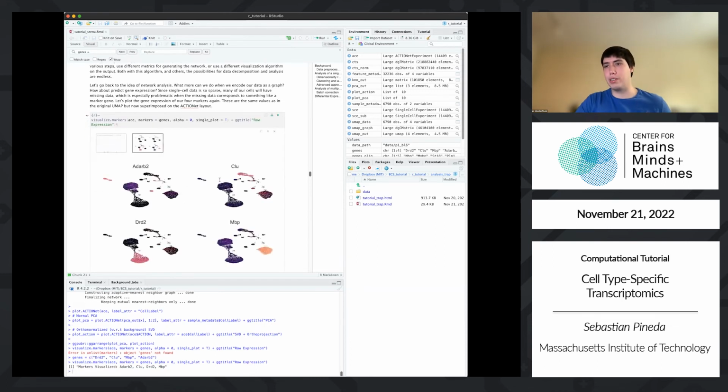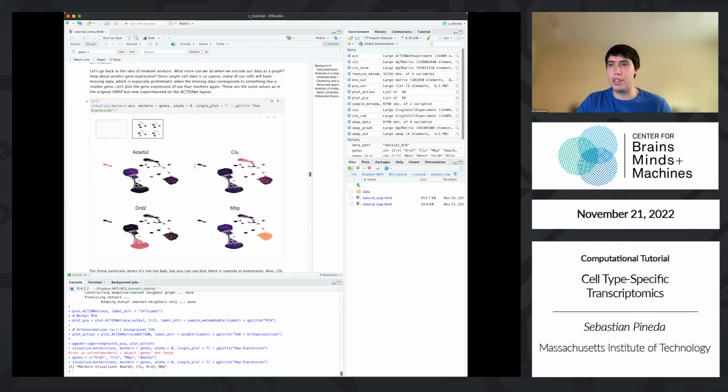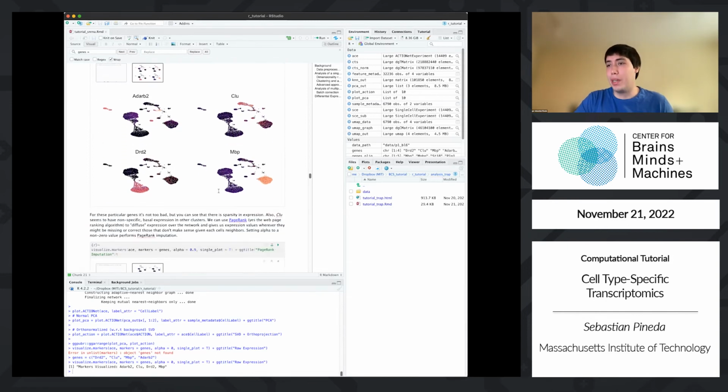So there's the raw expression, and it looks similar to the UMAP. It's a little easier to read than the vanilla UMAP now because the clusters are better separated. But now it's much more obvious that there's missing data here, right? There's a lot of missing data, in fact. We can do better than that.